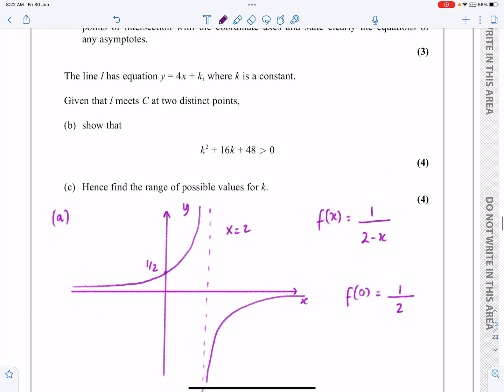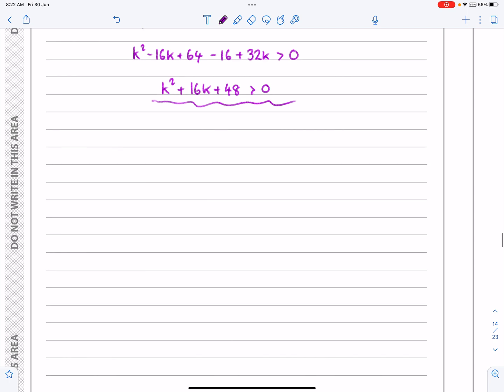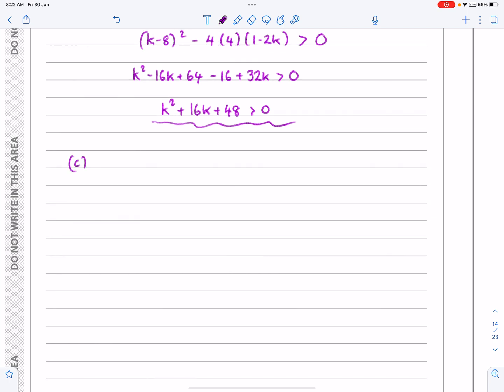And now part C. Find the range of possible values of k. That simply means solving this quadratic inequality. Now, if you're solving a quadratic inequality, please, please, please make sure you show some working out here. And the way that I would always do it, I always say to my students, draw a sketch as part of your answer. If I want to solve this quadratic inequality, before I know what's actually going on, I know that I've got a quadratic greater than 0 and it's a positive quadratic.